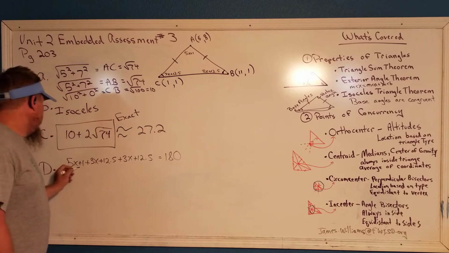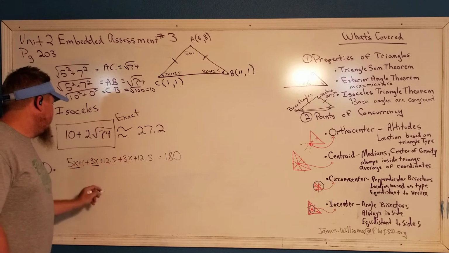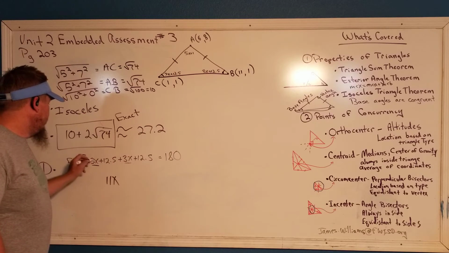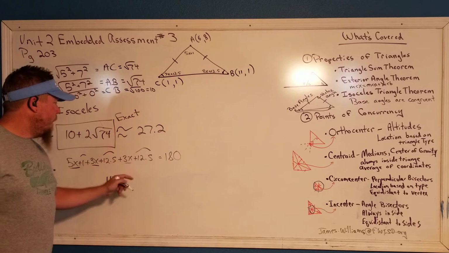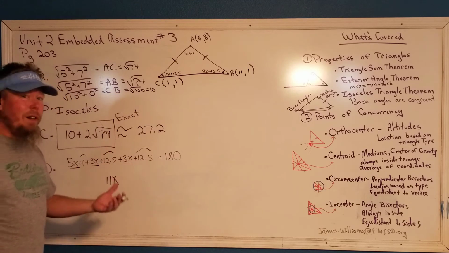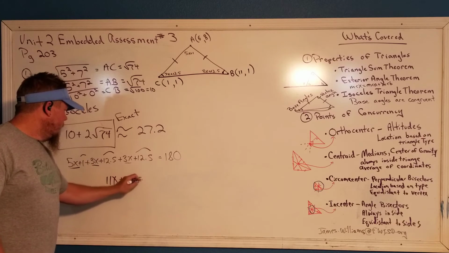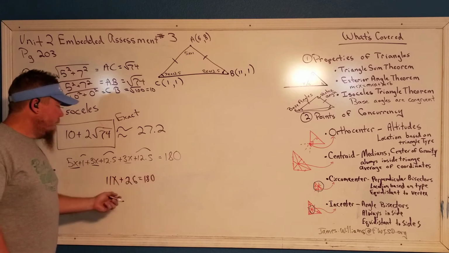We combine like terms. We take our x's, 5, 3, and 3, and put them together. We get 11x. We take our numerical values: we've got a 1, we've got 12.5, we've got 12.5. 12.5 and 12.5 together is 25, plus 1 is 26. That's going to be equal to 180, okay? And then we work it out, we solve it.